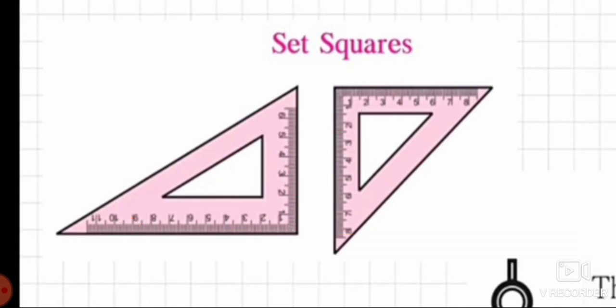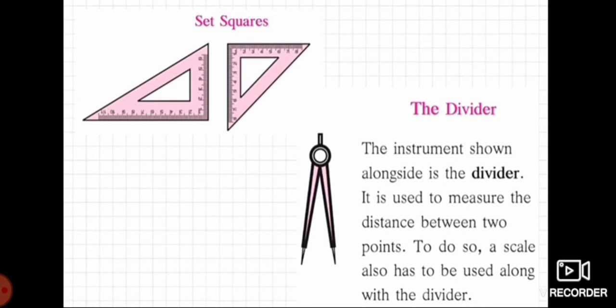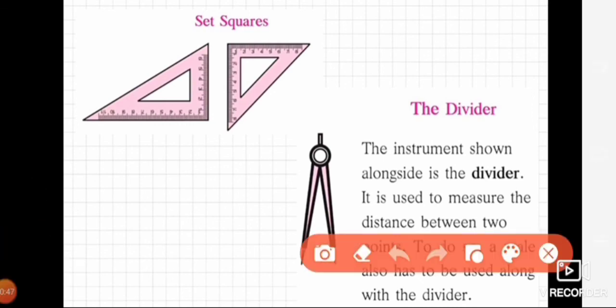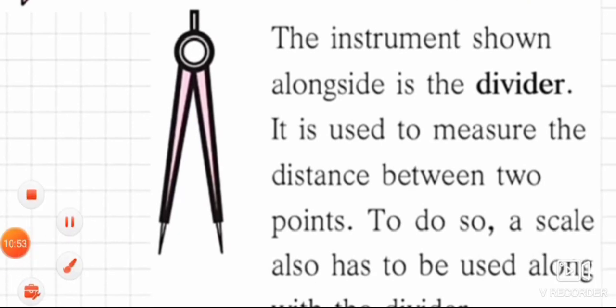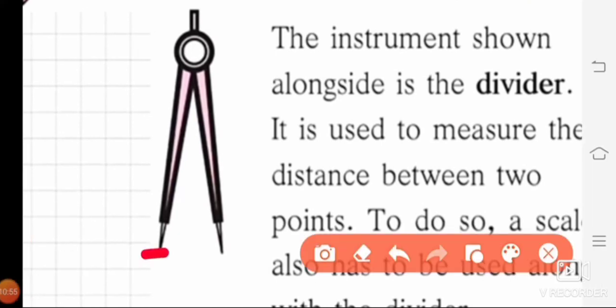Now let us move on to the next and the last instrument in our geometry box, that is the divider. Now many people say we don't have any use of this divider. But students, this divider is also useful to us. Now what is a divider? An instrument which has two needle-like structures. Okay, two needle-like structures. It is called a divider. So can you see here, there are two pointed ends. Are they like needles? So at both the ends it has needle-like structures and both are pointed. So such an instrument is called a divider.